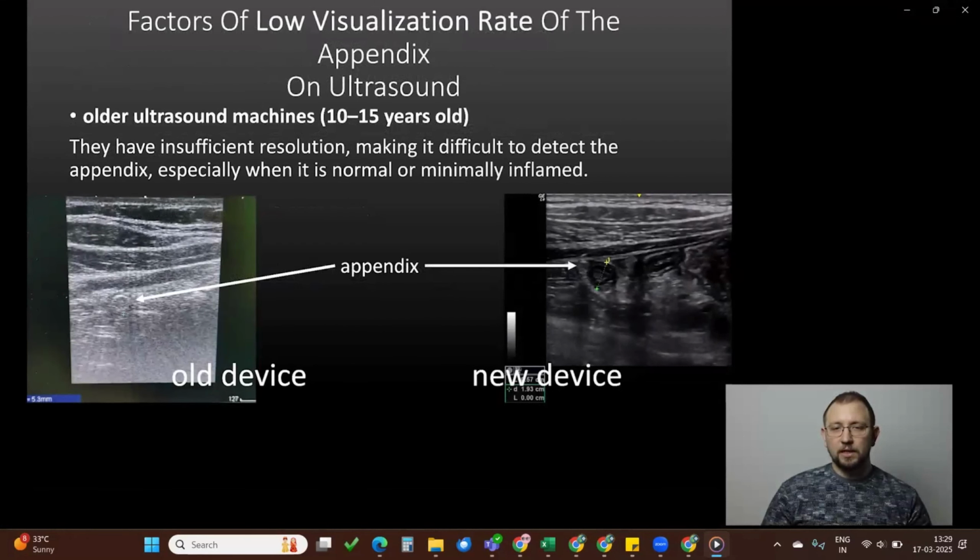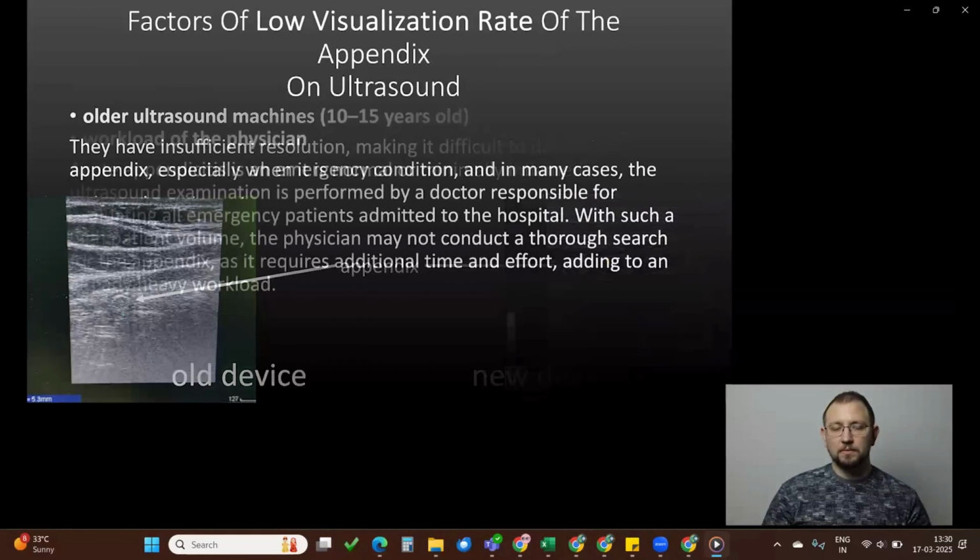The low visualization rate of the vermiform appendix can be attributed to several factors. Let's start with the equipment. Older ultrasound machines, especially those 10–15 years old, are not suitable for appendix visualization. They have insufficient resolution, making it difficult to detect the appendix, especially when it's normal or minimally inflamed.